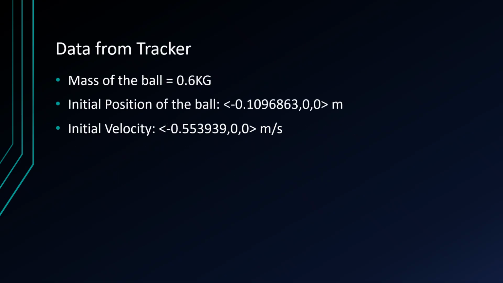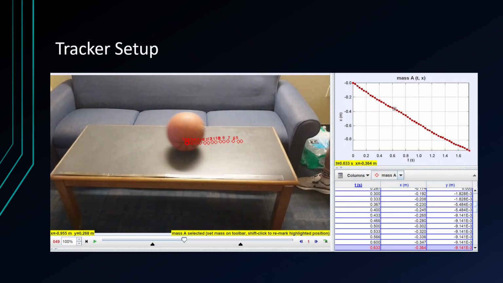Some data from Tracker: the mass of the ball is 0.6 kg, the initial position of the ball is given by this vector, and the initial velocity is given by this vector. Here is a screenshot of the Tracker setup. We can see the ball moving in the negative x direction, giving us the negative direction to the velocity, and the graph corresponding to it with the values.